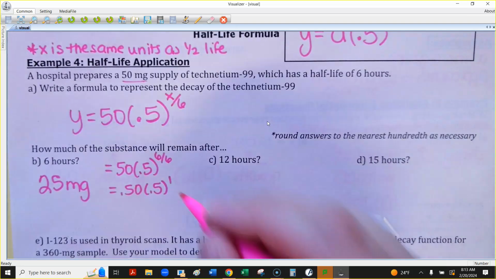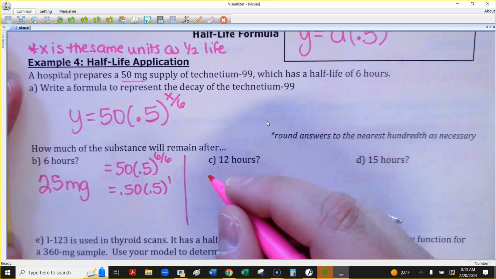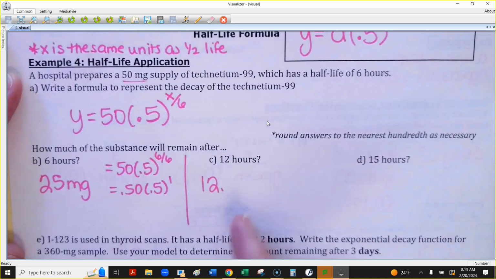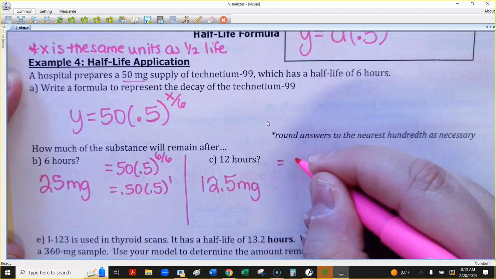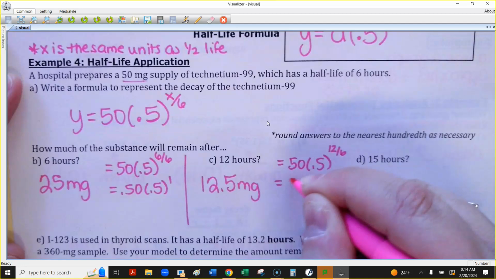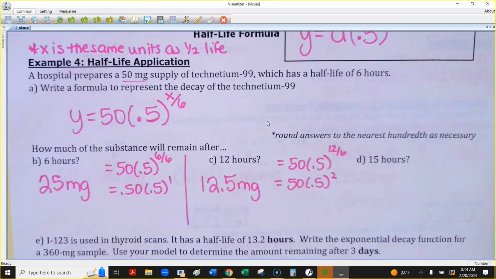All right? Anybody know just off the top of your head what it would be after 12 hours? Say that one more time. Yes, 12.5. You're just going to cut this in half again. All right, so 12.5 milligrams. Now, if you actually put it into the formula, you'd have 50 times 0.5, 12 over 6. That means our exponent would simplify to be 2, so it would be cut in half twice. Is that making sense why that exponent is that way?